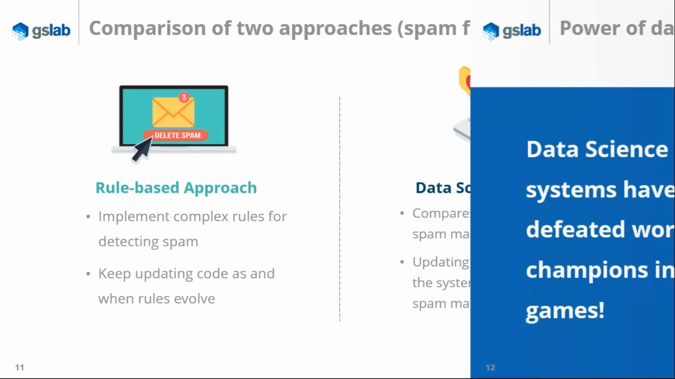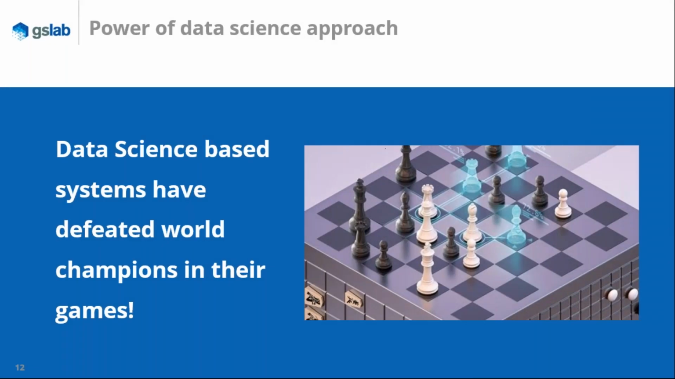And now, talking about the power of the data science approach out of the two approaches, the recent developments have proven the power of the data science approach, where we have seen data science-based AI systems defeating world champions in their games. So for example, the data science-based AI engine AlphaGo defeated the world champion of the game of Go named Lee Sedol. Similarly, data science-based chess engines defeated the non-data science-based chess engines in the game of chess. And now we are hearing about Leela Chess, which is an open source data science-based chess engine that looks promising.